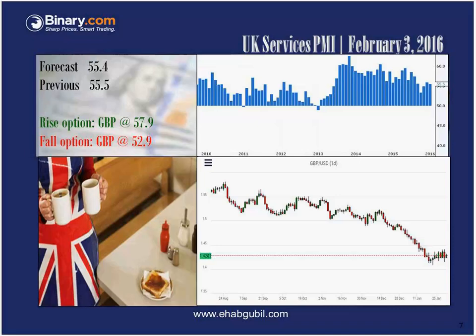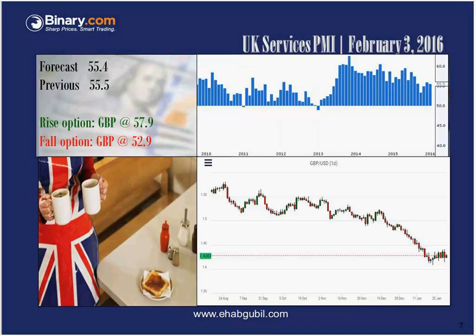The services PMI is tradable with a minimum deviation of 2.5. Deviation is the difference between the forecasted number and the actual release. So the forecast number is 55. We will see what the actual release is. If the deviation is 2.5, it's our minimum deviation that can drive the market in its direction.